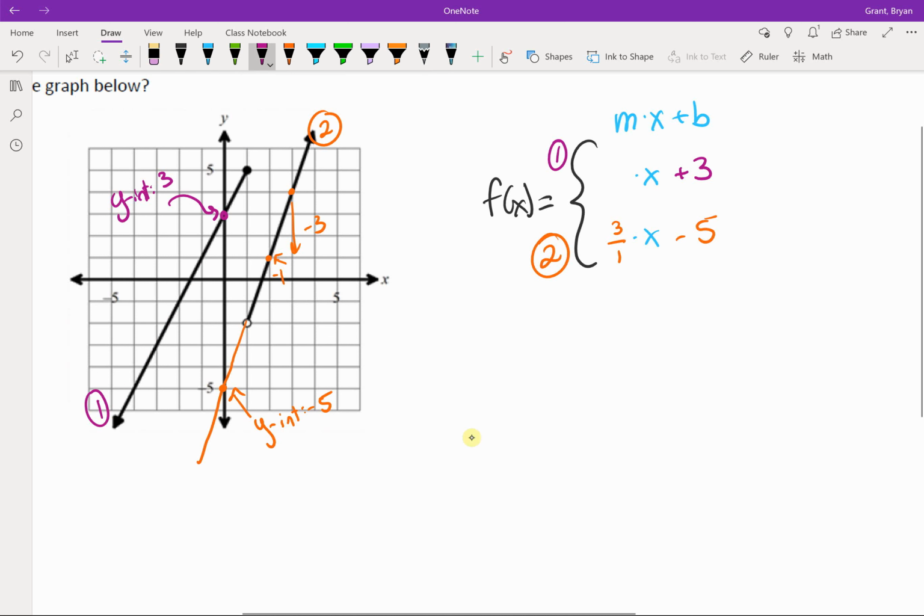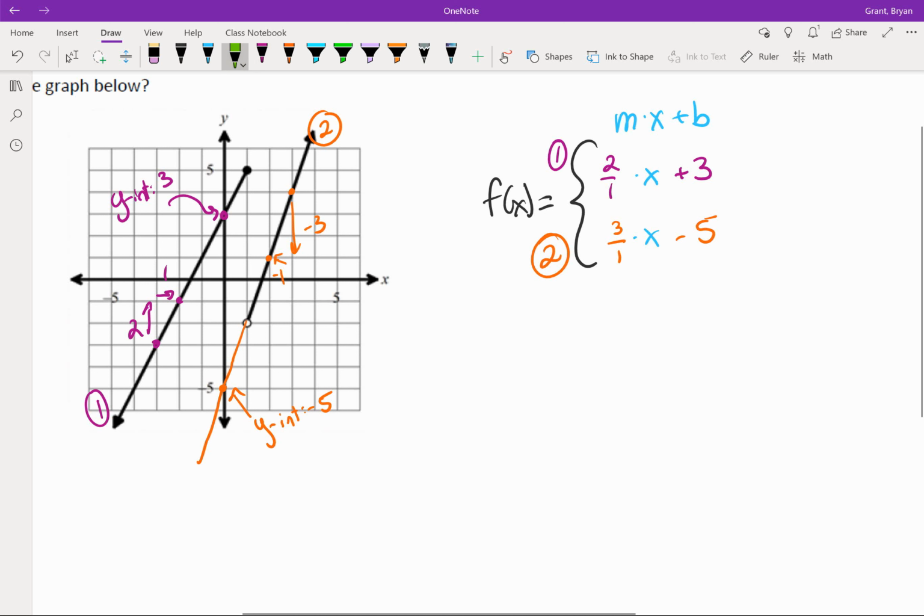It also has a positive slope. What is the slope? Well, it looks like we go up 2 over 1. Now, we have our two equations. That's nothing too terrible. The last part, though, is cutting off pieces of the equation.